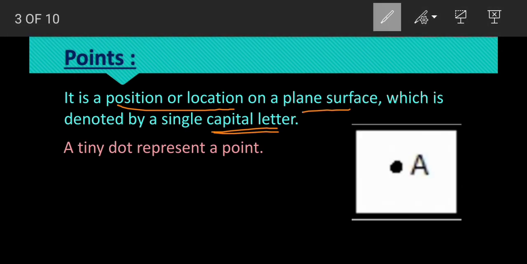Look at this one. Here, this is the point. This dot represents the point and it is denoted by a capital letter, that is A. Here this dot is a point and it is denoted by the letter A. When we put any dot on the surface, that is known as a point.